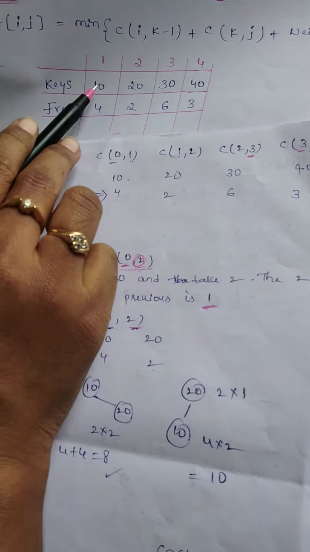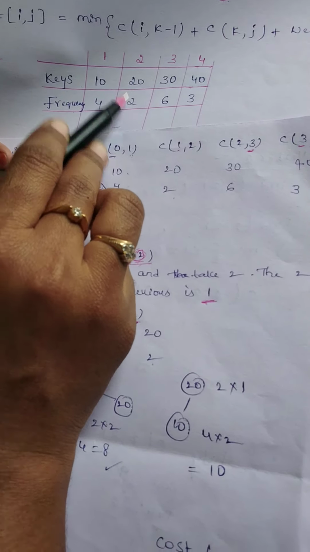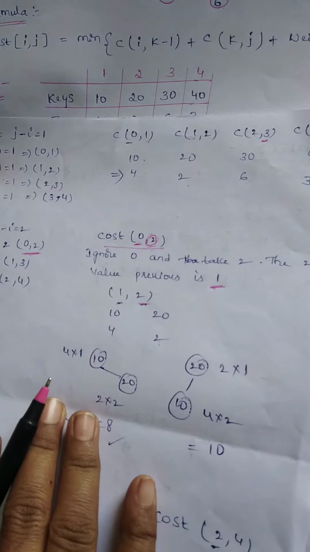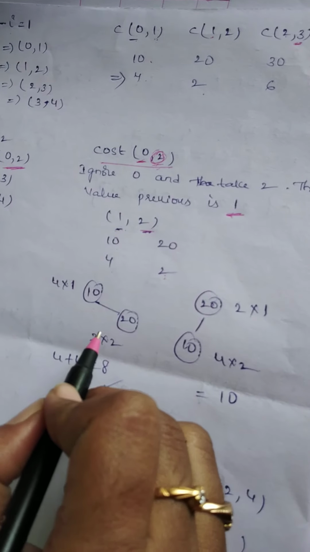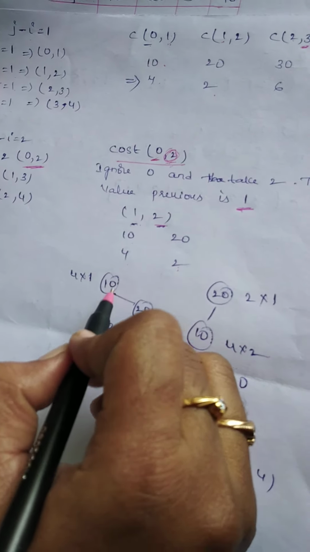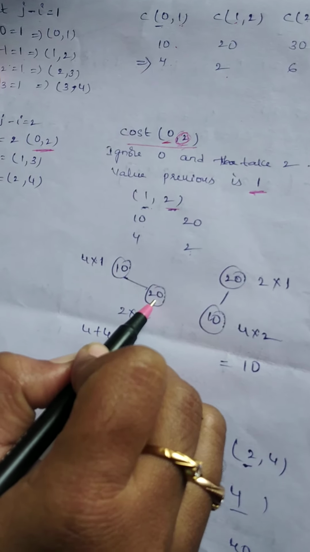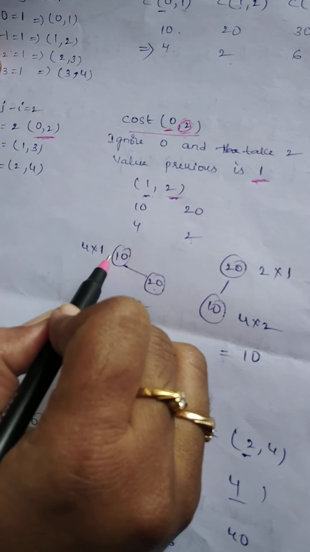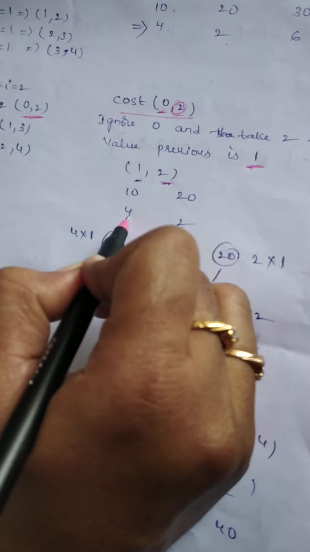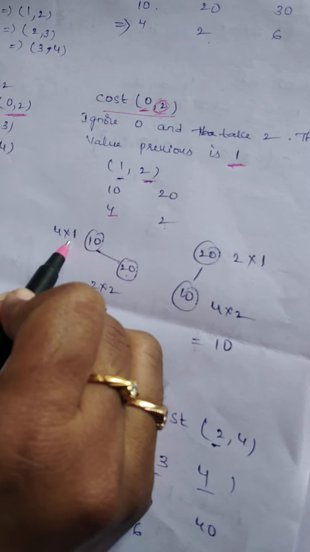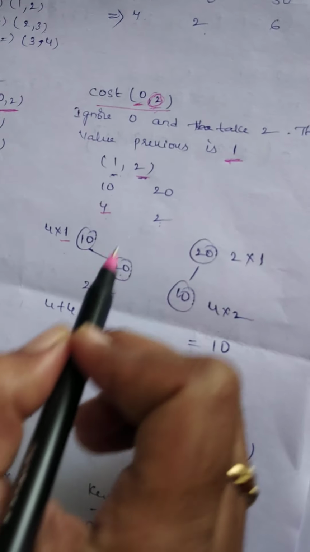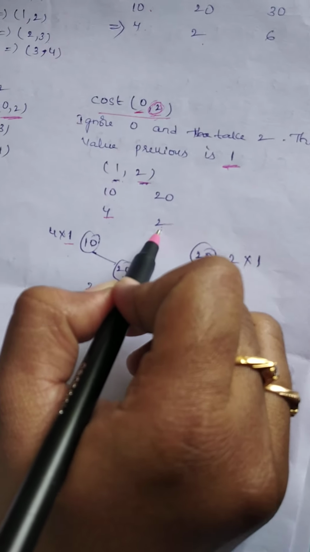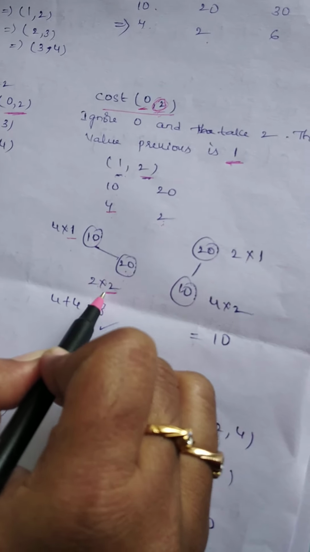The first value is 10, 4 and the second value is 22. So we are applying here BST, binary search tree. For 10, the right child is greater, so 20. So the 10 value is 4. 4 into the level is 1. 4 into 1. Here also the second child frequency is 2. 2 into the level is 2.